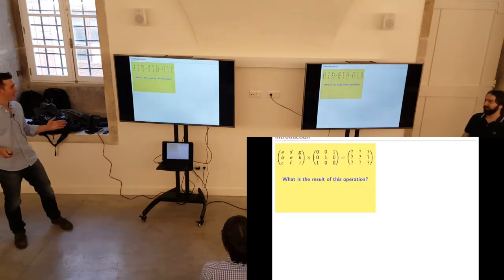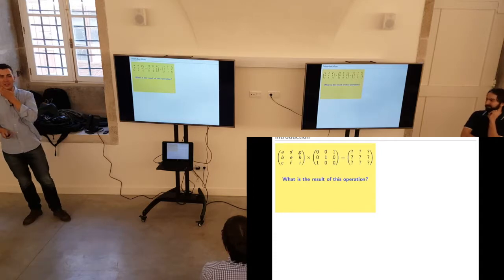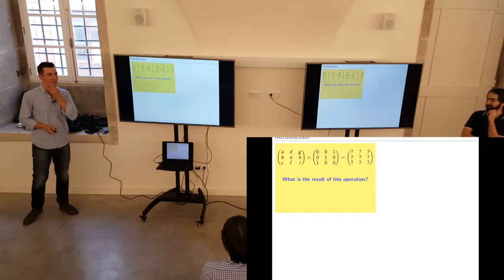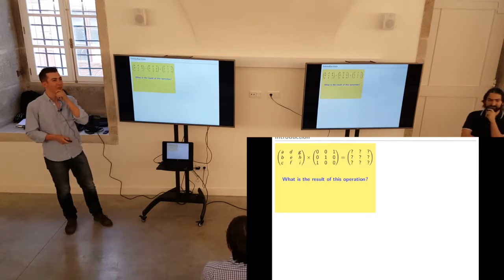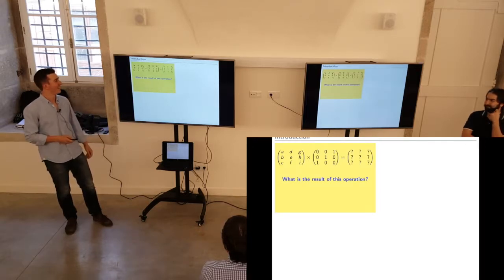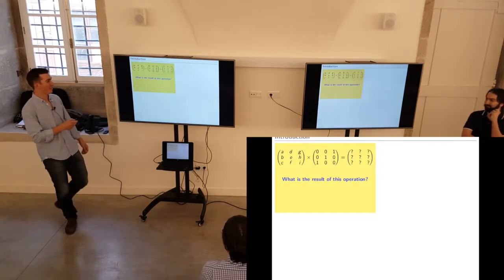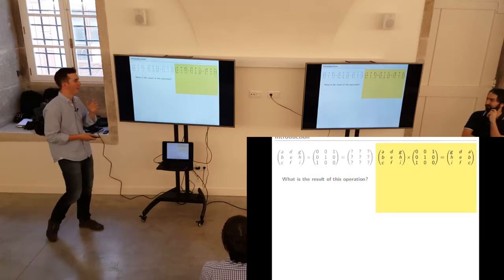Okay, I want to multiply these two matrices. What is going to be the result of this operation? The guys from mathematics. Renat, what is going to be the result of this operation? Well, this is the inverse of the identity matrix, so it's going to flip the matrix.